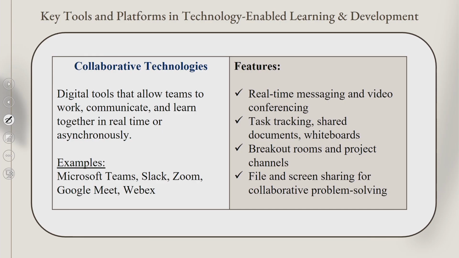So it has certain features, right? Real-time messaging, video conferencing. It has task tracking. It has the possibility for sharing documents. It has the possibility for whiteboards, breakout rooms, and project channels. You have file and screen sharing for collaborative problem solving. So when you look into collaborative technologies, essentially you're looking into Microsoft Teams, Slack, Zoom, Google Meet, WebEx. Most of these tools we have all used. So we know what they are and what collaborative technologies are capable of.